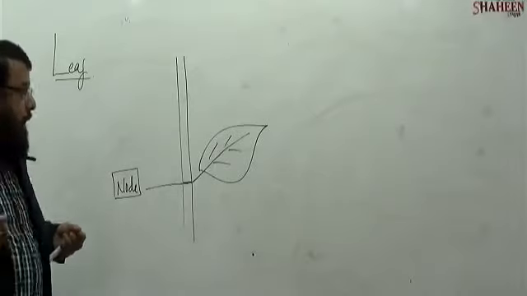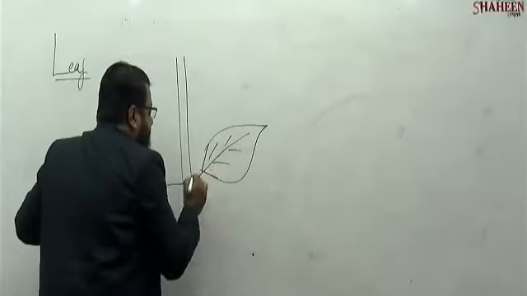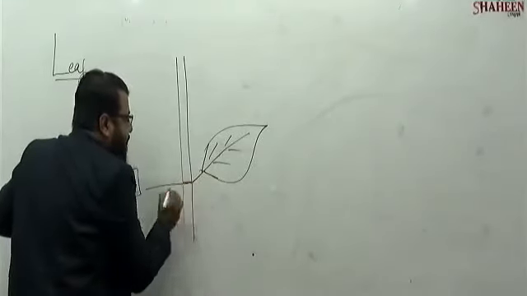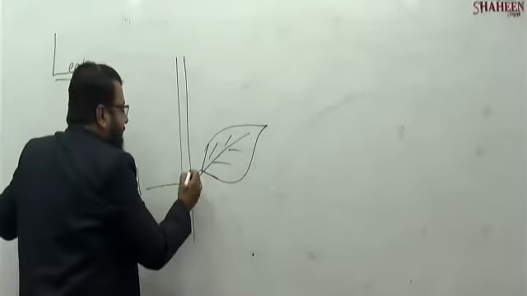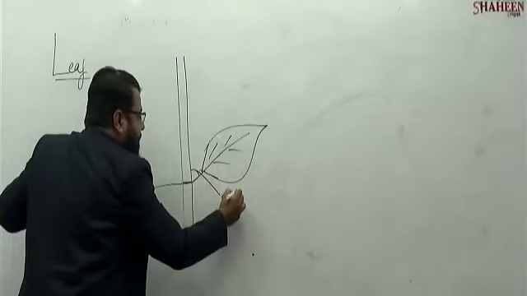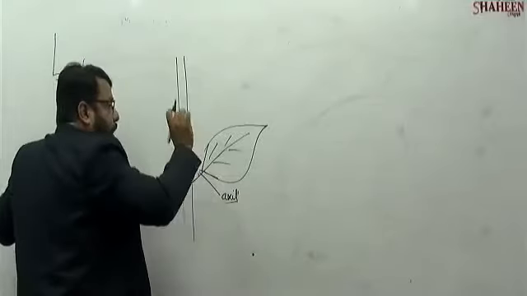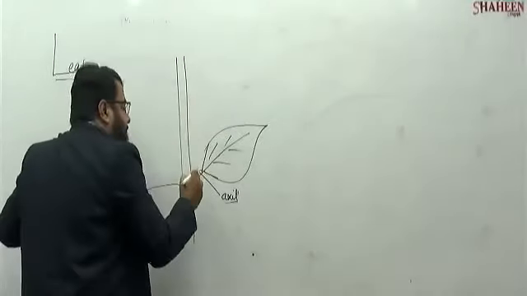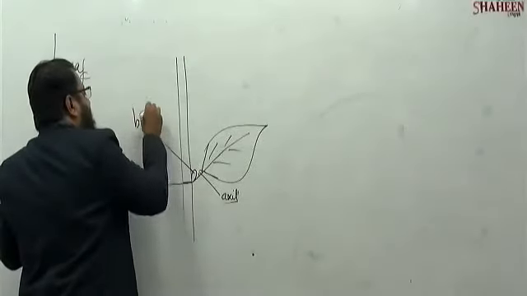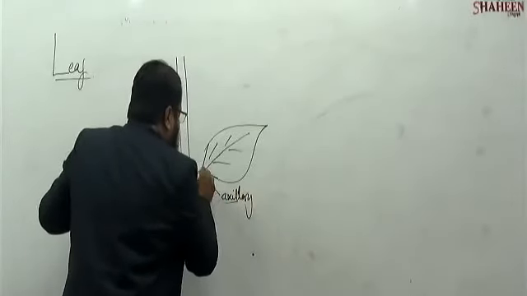And in the axil of leaf, observe here, the place where the leaf is meeting the stem, at that place an angle is made that is called as axil. Almost all the leaves will have a bud here. That bud is called as axillary bud.